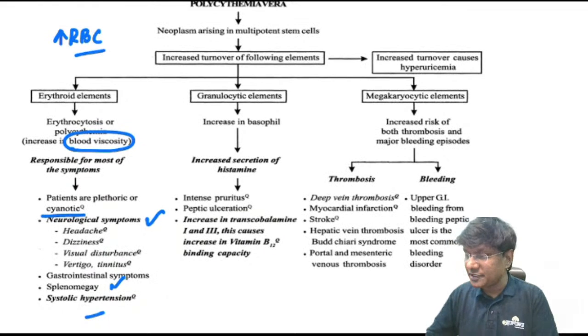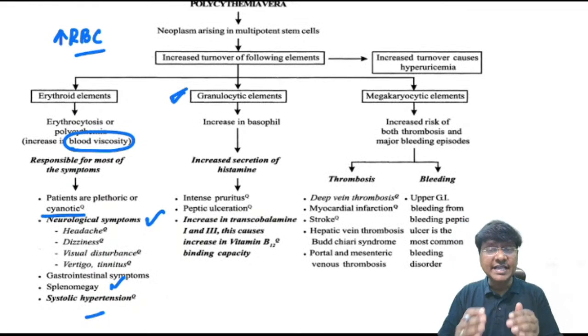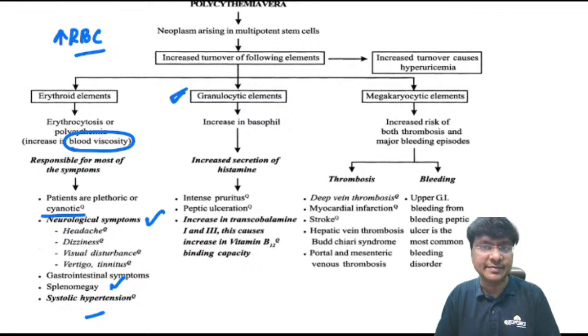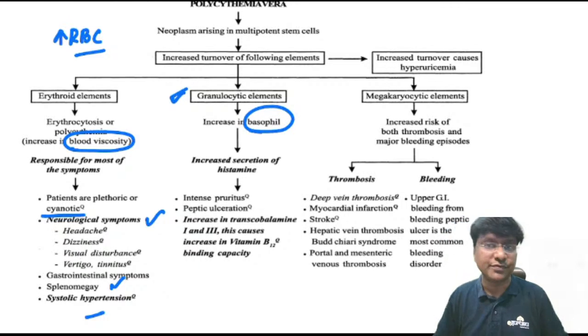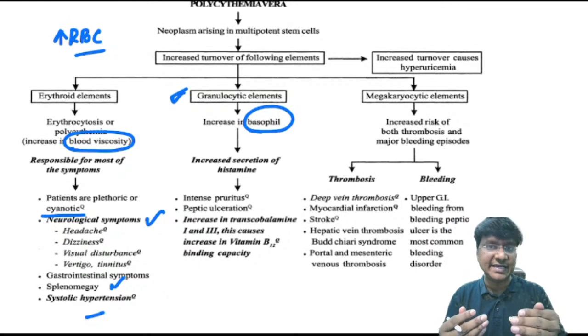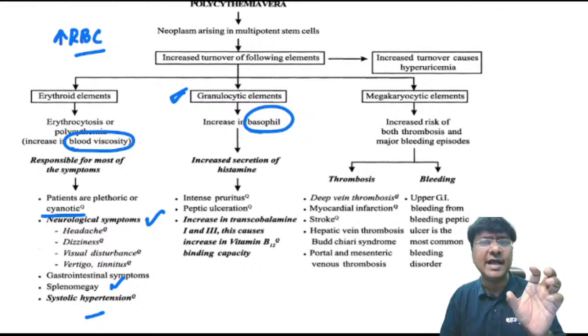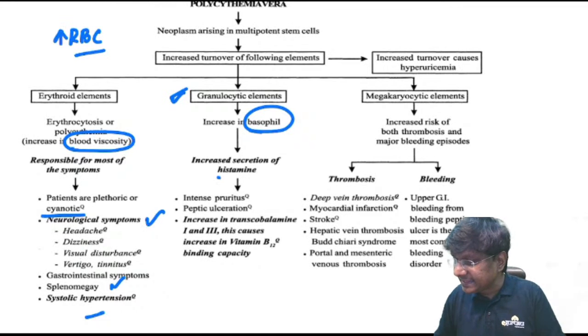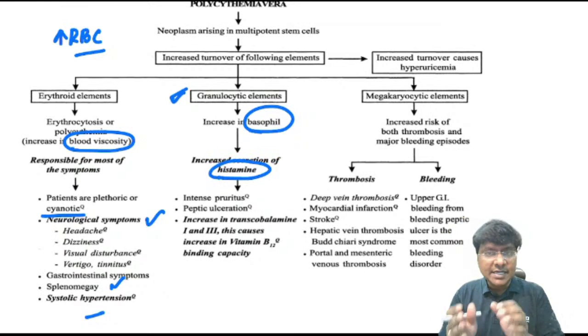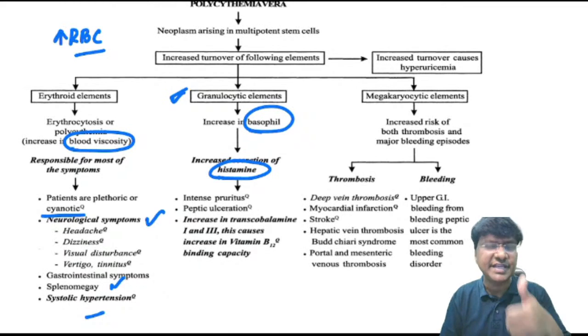Now the next important thing that you need to know is increase in the granulocytic elements. Within the granulocytic elements, the element elevated mostly is the basophils. Whenever the basophil is elevated, there is a chemical mediator secreted from that basophil, and that is nothing but histamine. This histamine is responsible for intense pruritus, that is severe itching.